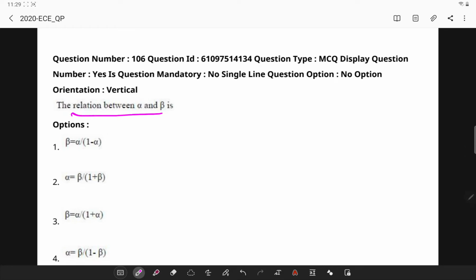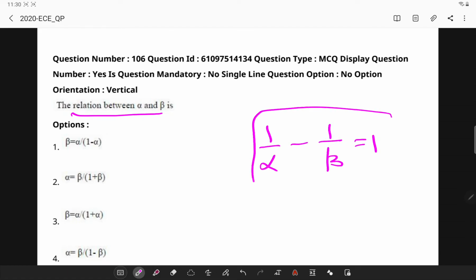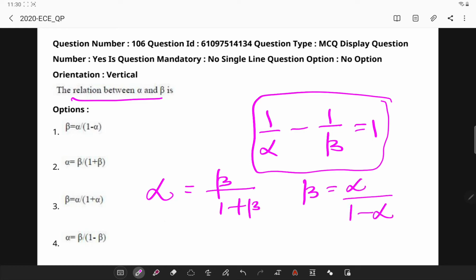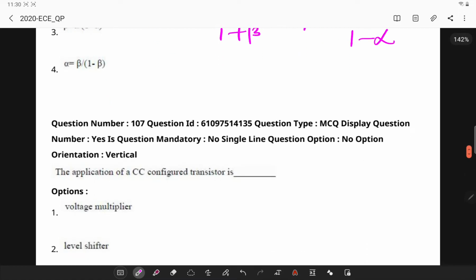Okay, next, what is the relationship between alpha and beta? Remember, simply 1 by alpha minus 1 by beta is equal to 1 is a standard formula which you have to remember. So now if you rearrange the terms, you will get alpha is equal to beta by 1 plus beta, and beta is equal to alpha by 1 minus alpha. So I have two options which are correct. So these two options are correct.